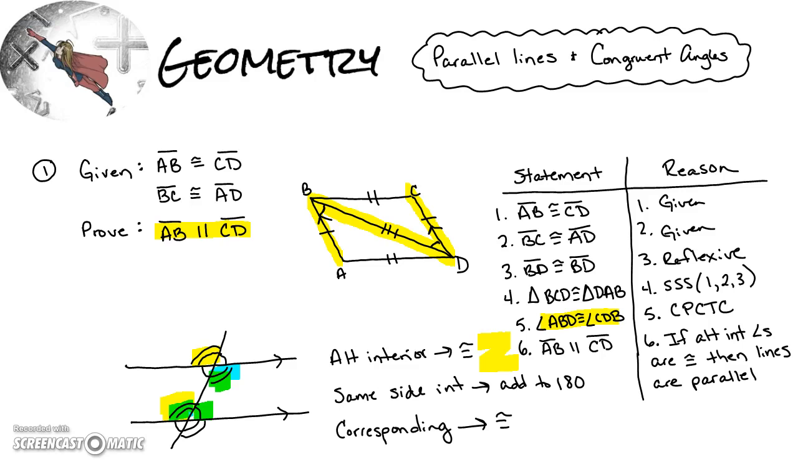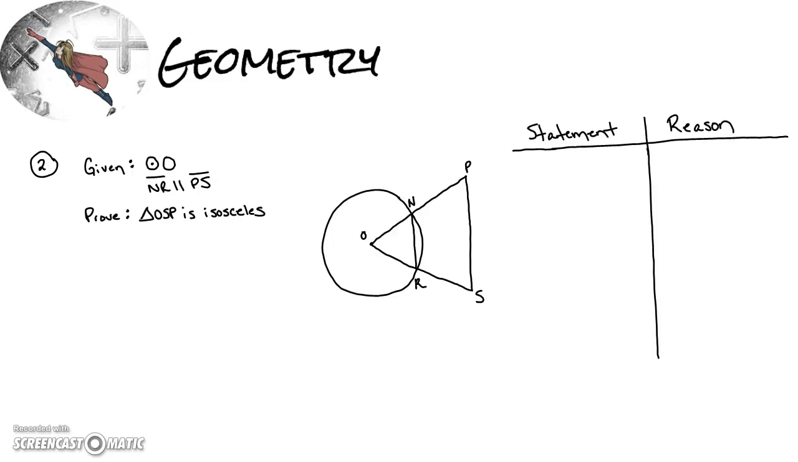Now you can also say these different reasons in reverse. Like this reason I just wrote down, the if and then can just be completely switched, which is what we're going to do in our next proof. I can say if lines are parallel, then alternate interior angles are congruent. So let's switch over to this other proof and take a look at what it's telling us.